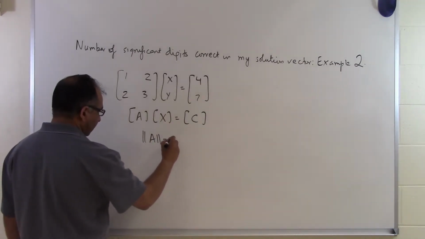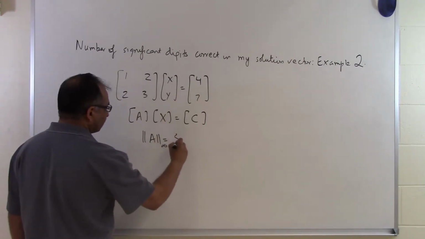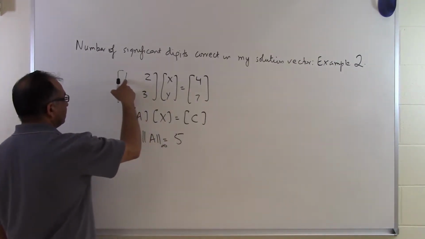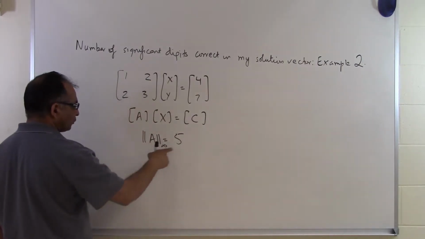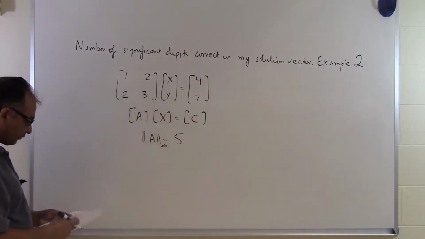And norm of A in this case will be 5, because the absolute value addition of these two elements, absolute value of 1 plus absolute value of 2, is 3. Absolute value of 2 plus absolute value of 3 is 5. So the row sum norm is 5.